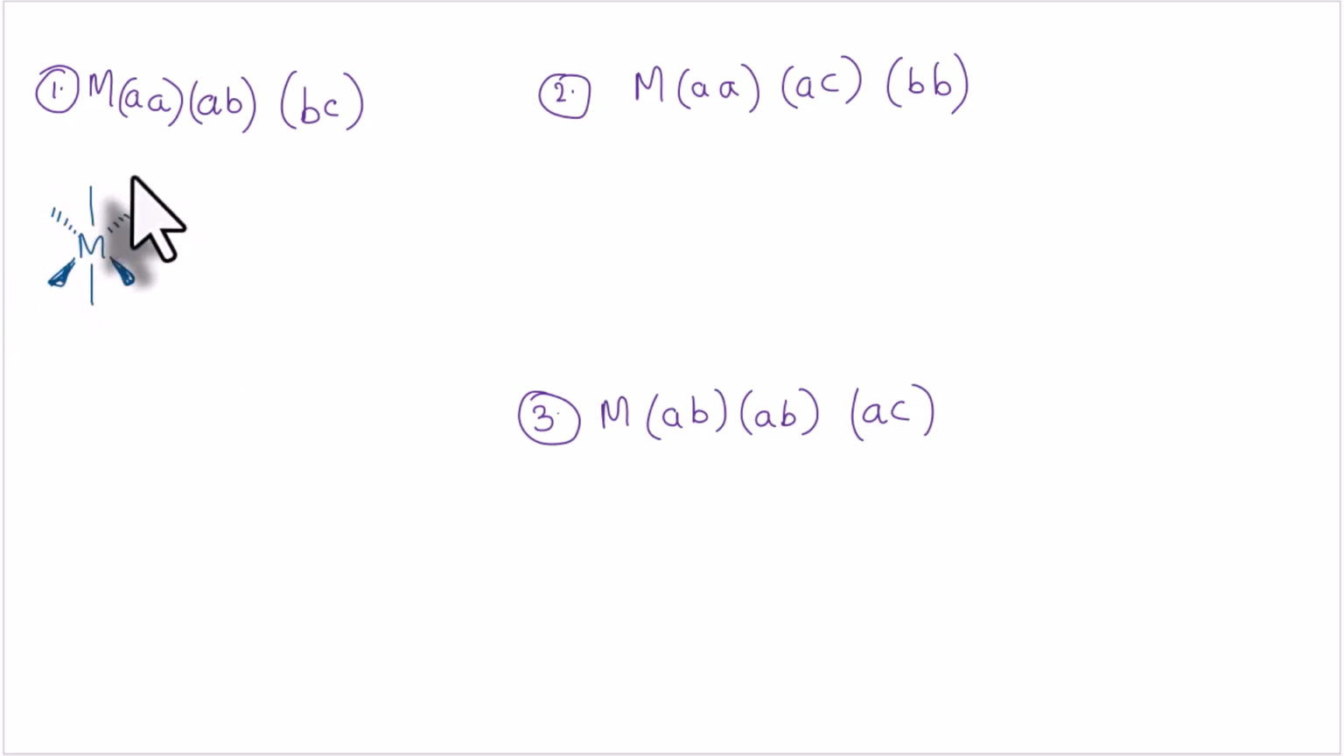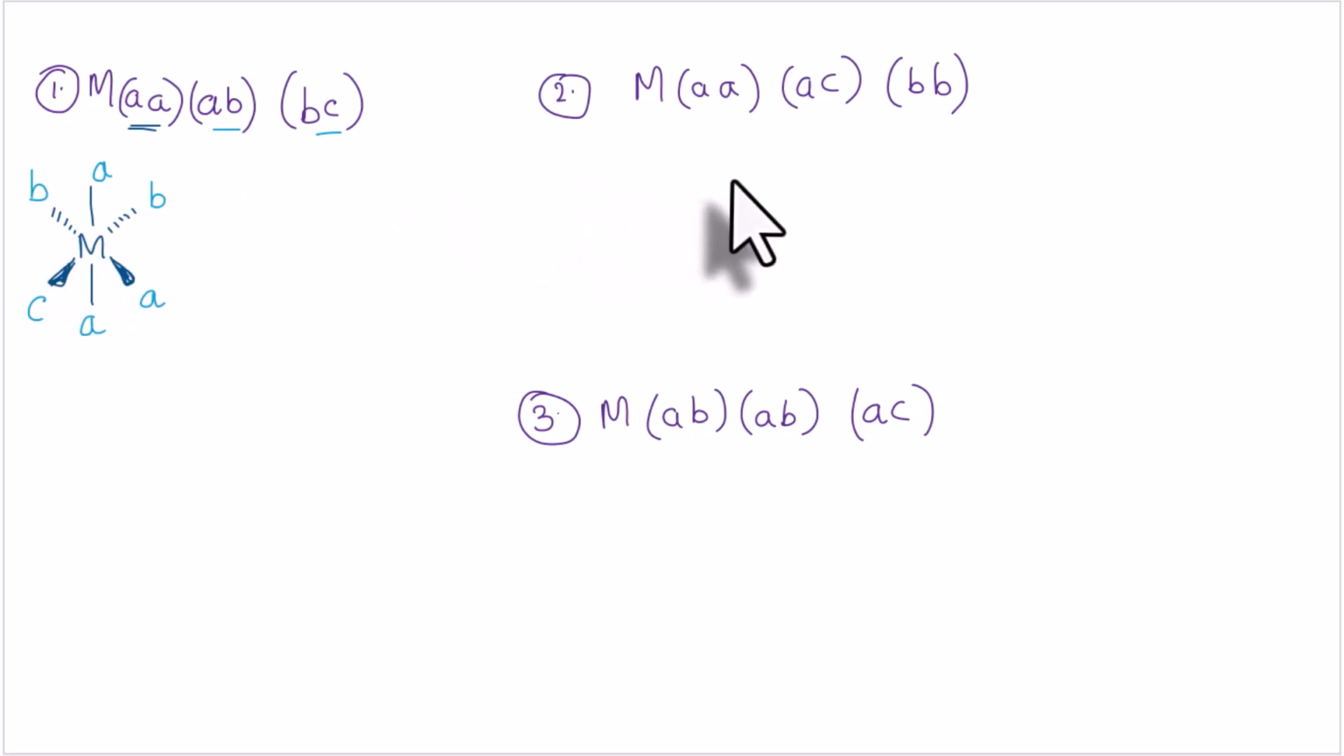Then we will arrange these ligands against each other. So we have MAA. So let us arrange AA here. And then we have AB, so we can arrange AB here like this. And then we have BC, so B and C against each other. So AA is trans to each other, AB trans to each other, and BC trans to each other. Like this we have to arrange.